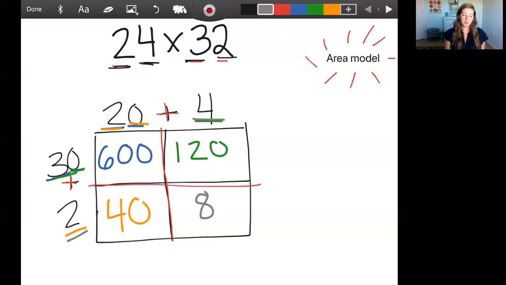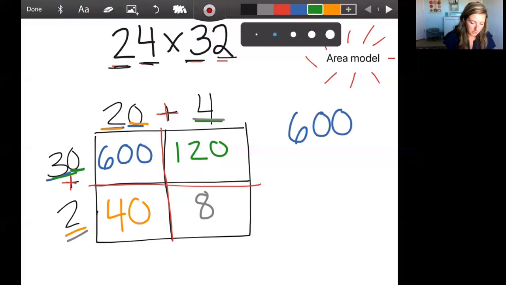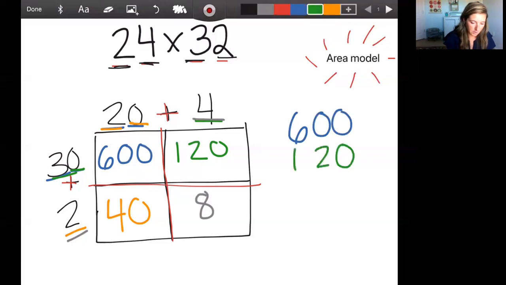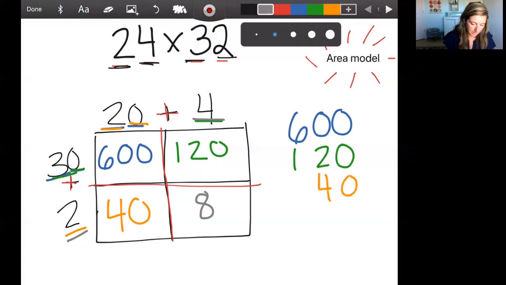So we've done all of the hard work. Now we just need to add up all of our numbers. I like to start with the biggest number. So I'm going to do 600 plus 120 plus 40 plus 8.